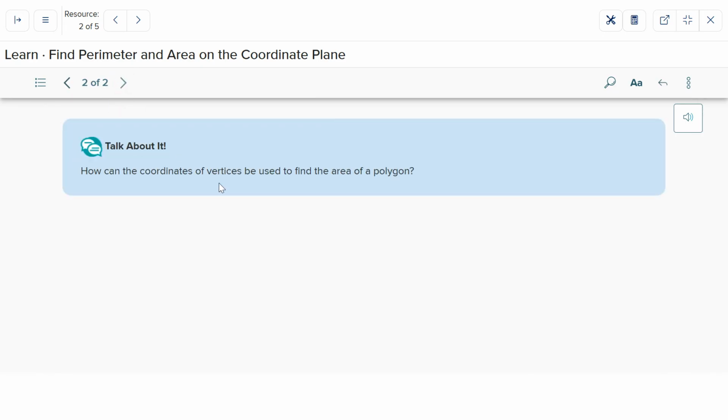Let's move on. How could we use these coordinates to find the area of the polygon? Well, like I was saying earlier, if you know the lengths and the distances of the different sides and the heights and the bases and all that stuff, then you can use your formulas to find the areas of the shapes as well.